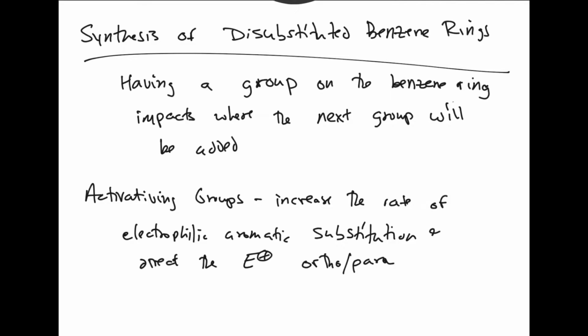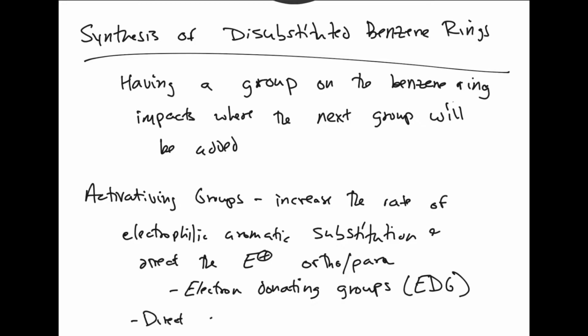So these are normally electron donating groups, so EDG. All those groups that we put on dienes from Diels-Alder reactions, those are the groups that we're going to use here as our activating groups. So they direct ortho para, never meta.